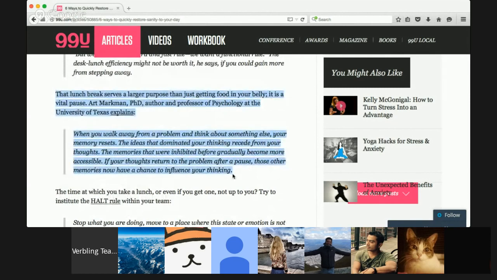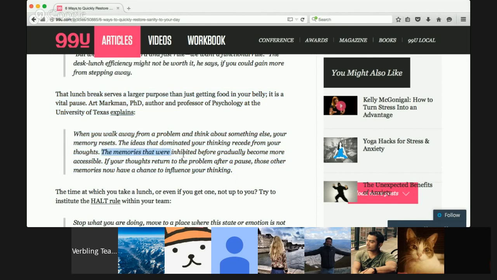That lunch break serves a larger purpose than just getting food in your belly. It is a vital pause. Art Markman, PhD, author and professor of psychology at the University of Texas, explains: When you walk away from a problem and think about something else, your memory resets. The ideas that dominated your thinking recede from your thoughts. The memories that were inhibited before gradually become more accessible. If your thoughts return to the problem after a pause, those other memories now have a chance to influence your thinking. Great, it's really beautiful.